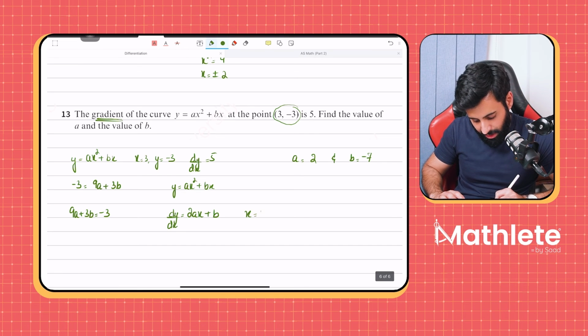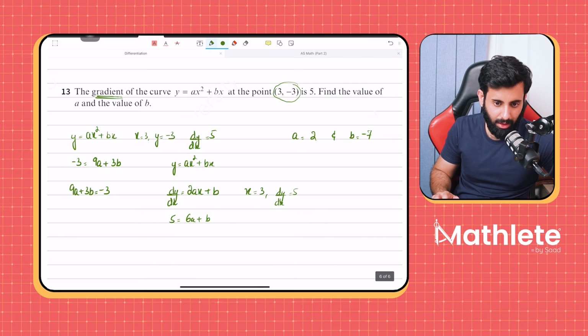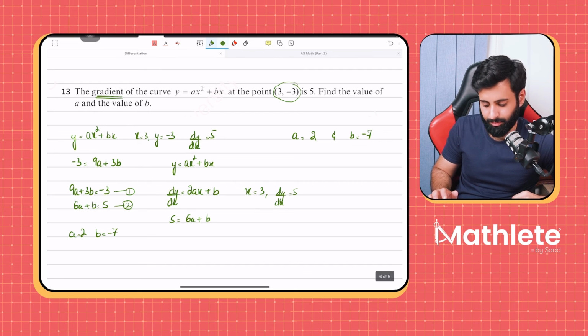Now in this equation, I can plug in x as 3 and dy by dx as 5. So if you do that, you have 5 equals 6a plus b. So now you have your other equation. Let's write it here. 6a plus b equals 5. Now solve these two equations simultaneously, and if you do them correctly, you will have a equals 2 and b equals negative 7. And that's it.